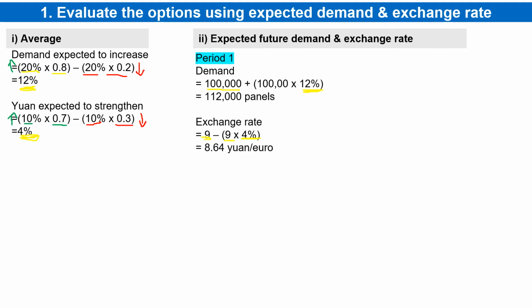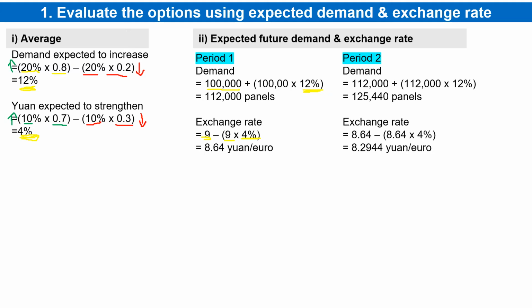And for period 2, the computation is also the same. The demand is the demand in period 1, 112,000 panels, plus the demand before times the average demand expected to increase, 12%, and we got this number. And then for the exchange rate, it is also the same as before.